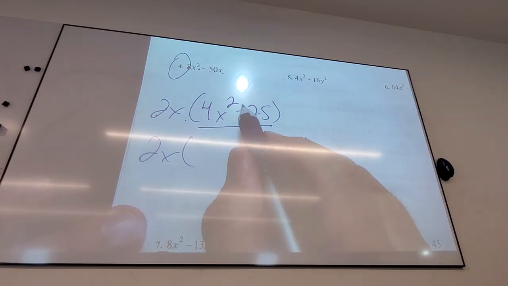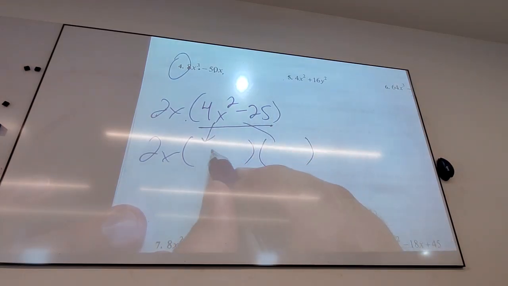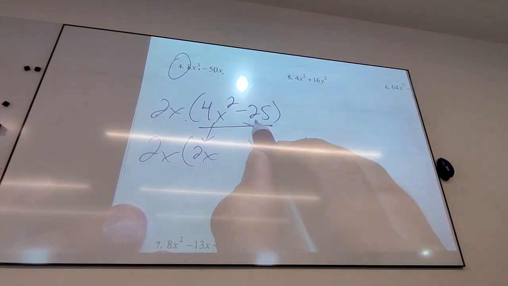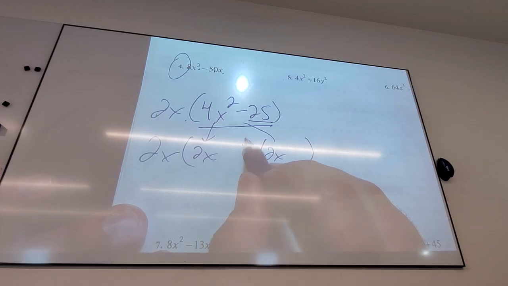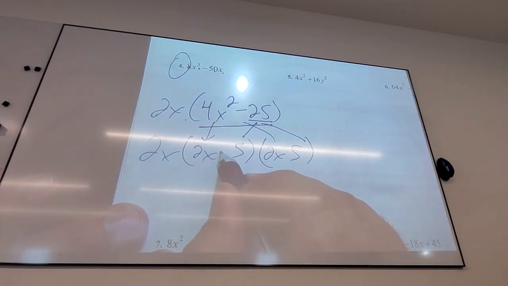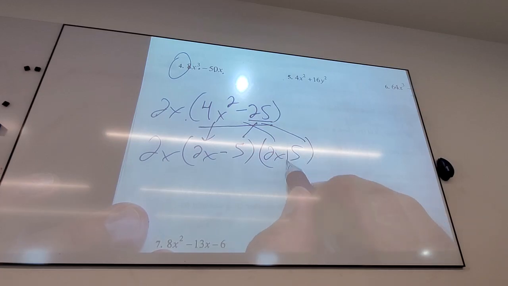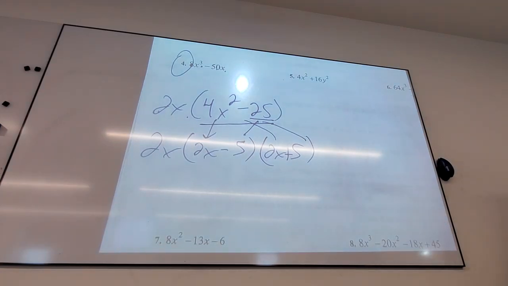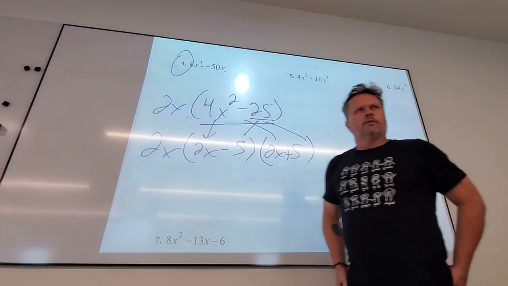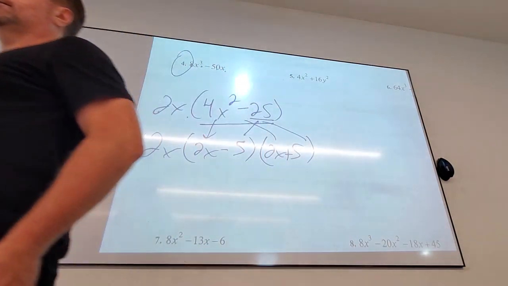4x squared is 2x times 2x. 25 is 5 times 5. Minus plus, or plus minus. Alright, how do you guys feel?